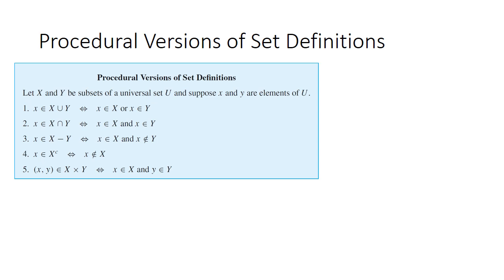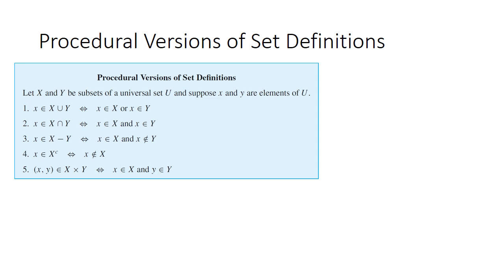Okay, so this slide is the procedural versions of set definitions. Previously in section 6.1, we had looked at the definitions of the union, the intersection, the minus, and complement, and previously in the class we had also looked at Cartesian product, which is number 5. And on this slide, it's just reminding you what it means for x to be an element of any of these sets.